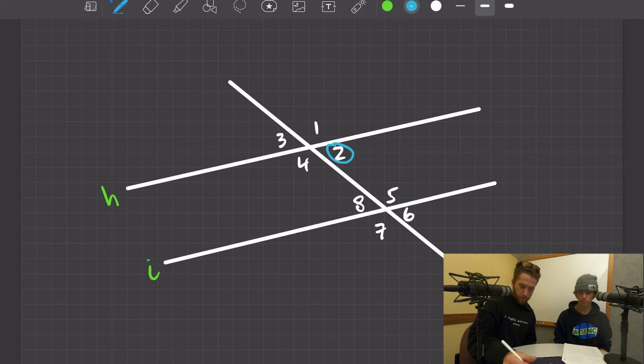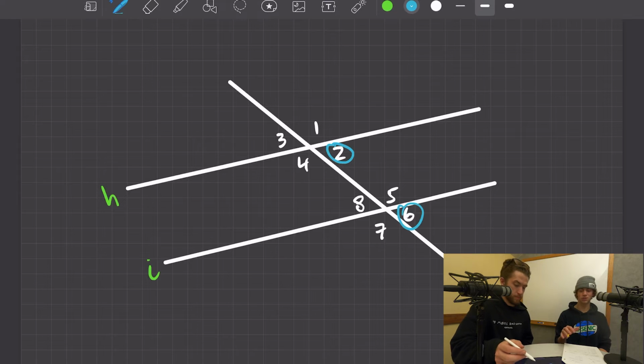What's true of like 2 and 6? They're corresponding. What does that mean about their angle measures? The angle measure of 2 compared to the angle measure of 6. I mean, in this example, they're corresponding and congruent because we know the lines are parallel, but they're not always congruent.